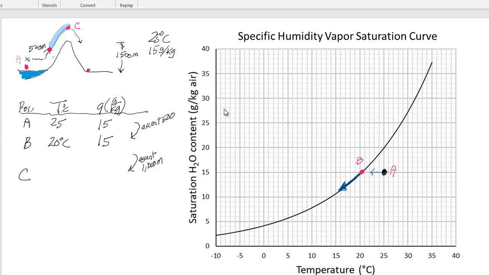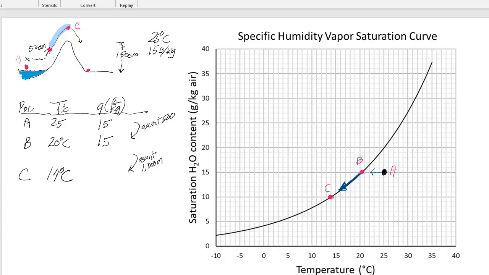That's the moist adiabatic lapse rate. So its temperature must be 6 degrees cooler than it was at B, so it must be 14 degrees C. This tells us exactly where that air mass is going to plot on our diagram. There it is, right there at 14 degrees C. That's when it reaches the summit.